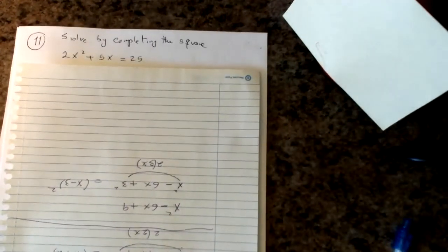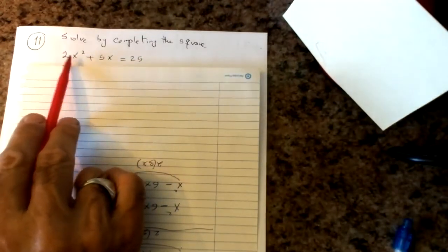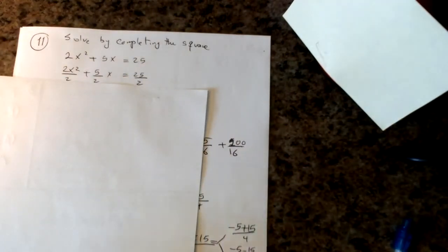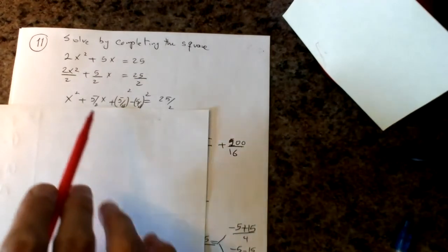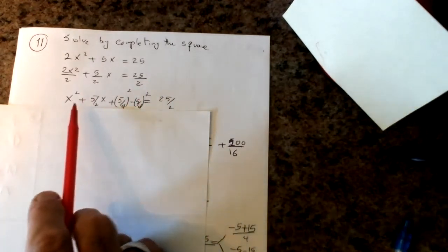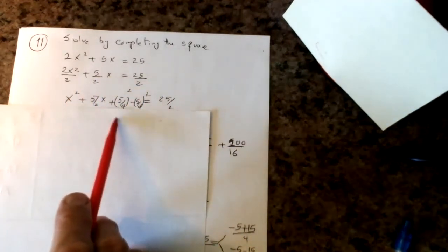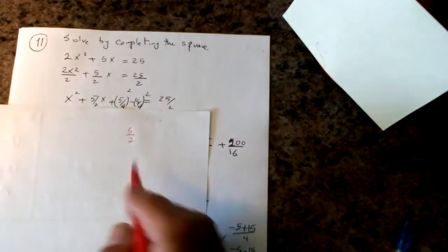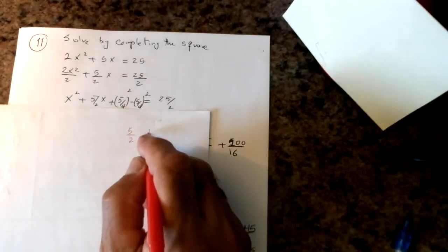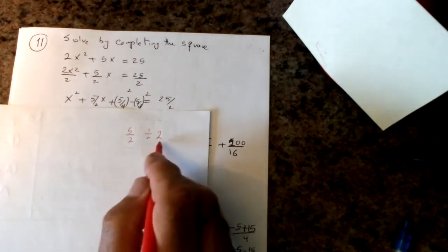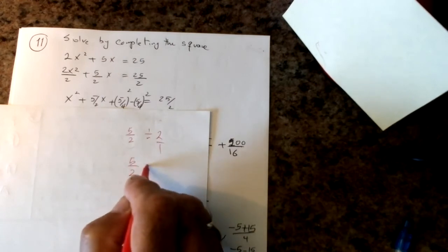Oh, look at this one. First, I don't want to have any number sitting next to x. So what I do is I divide everything by 2 first. Then, what is half of 5 half? You know how to do that? 5 over 2. You want to take this and divide it by 2, because you always take the number and divide by 2, correct? Which is 5 half multiplied by 1 half.